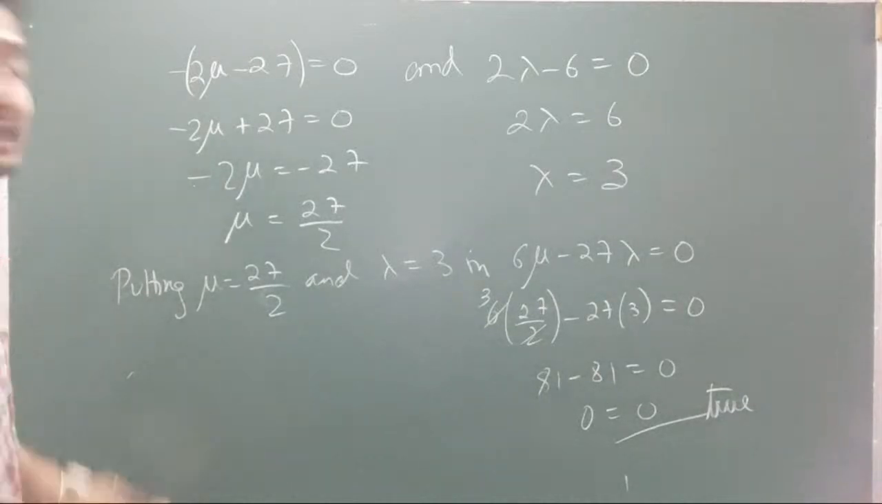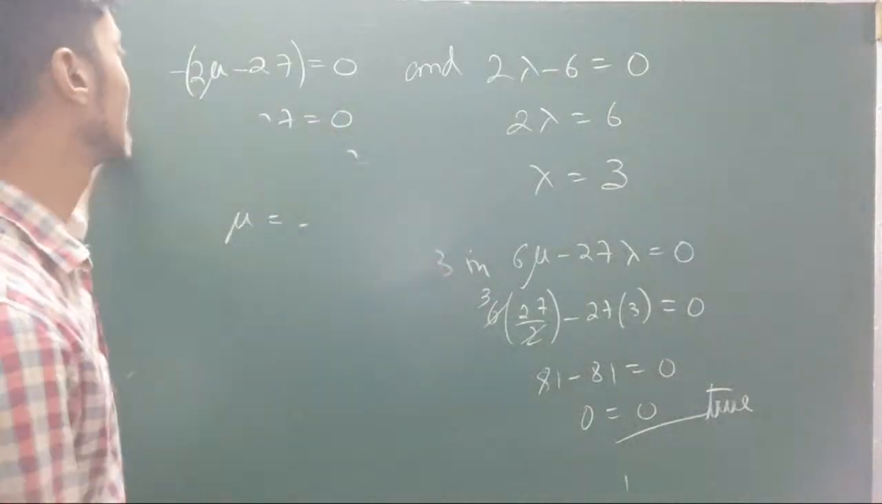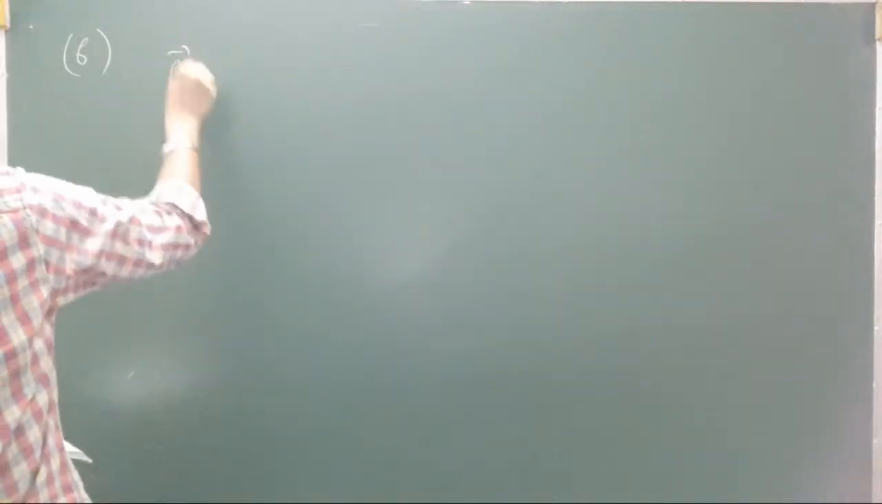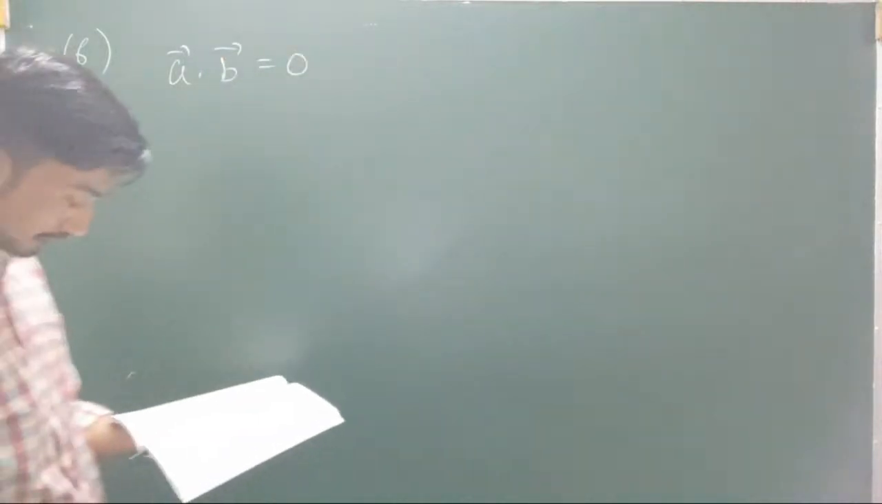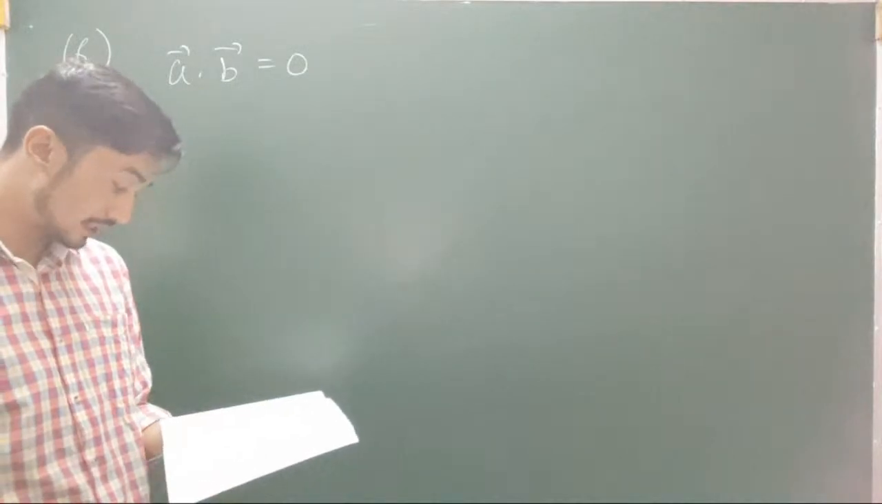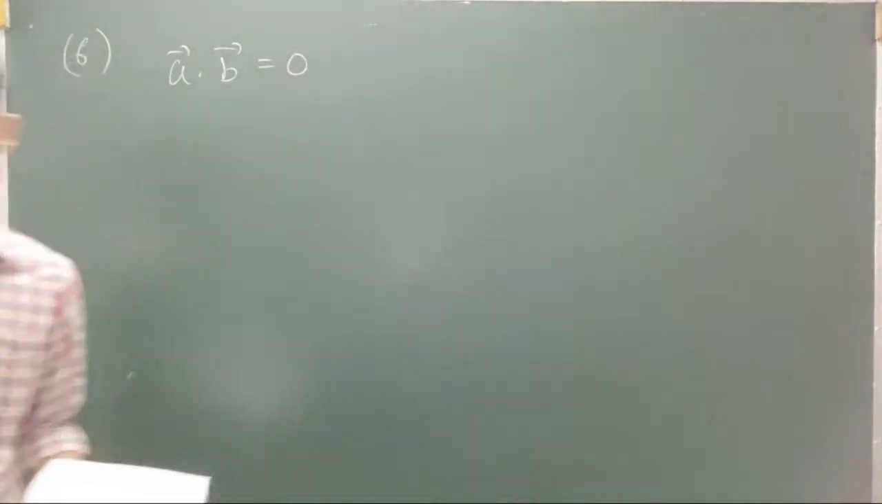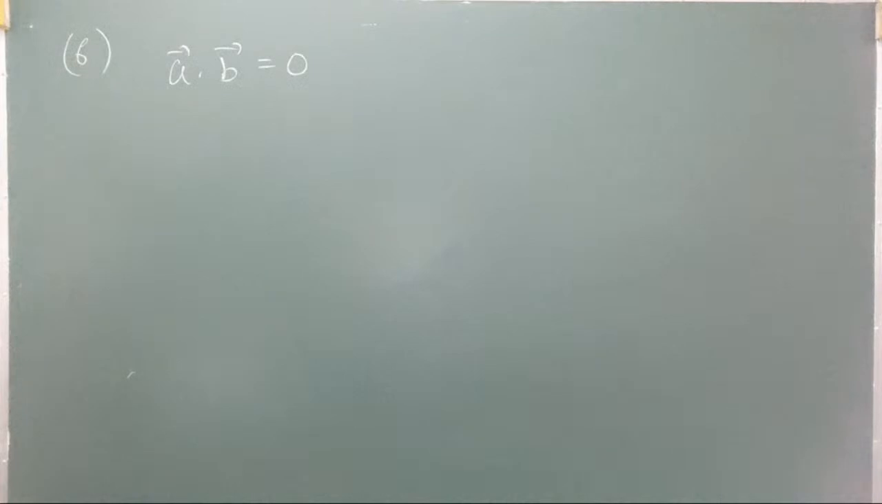Alright, number 6. Another conceptual question. It says given a dot b is equal to 0 and a cross b is equal to 0, what can you conclude about the vectors a and b?